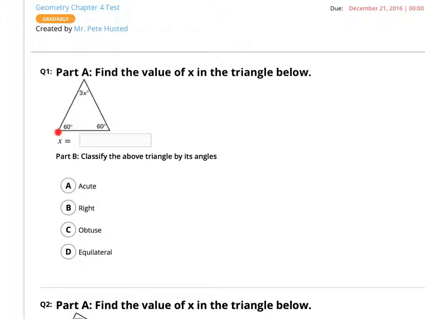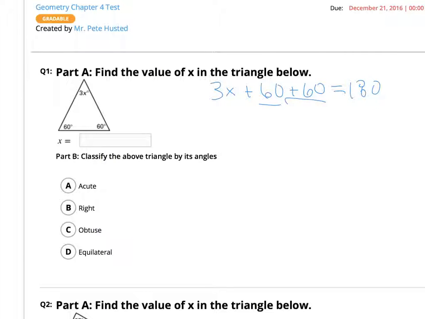Okay, 60 degrees, 60 degrees, and 3x are the three angles of the triangle. So remember there's 180 degrees, so you're going to want to go 3x plus 60, whoops, not 66, plus 60 plus 60 equals 180. And solve for x from there. Remember, you've got like terms to combine here first. Okay? Solve for x and make sure you type in your answer.